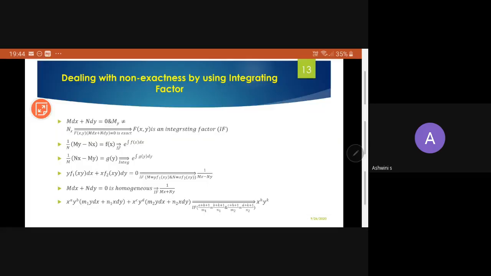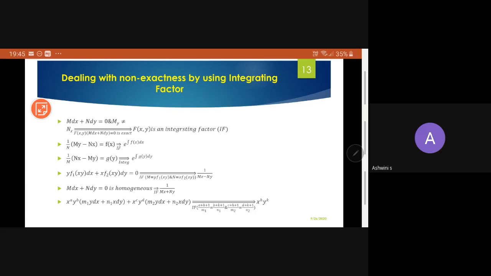Suppose you may not find (1/N)(M_y minus N_x) as a function of x. Then you need to look for (1/M)(N_x minus M_y) as a function of y. You have to check that. This is something like a conditional algorithm, an algorithm involving control statements. In such a case, the integrating factor is e to the power integral g(y) dy. And similarly, sometimes your M appears as y into f1(xy) and N appears as x into f2(xy). In such a case, the integrating factors are given here.